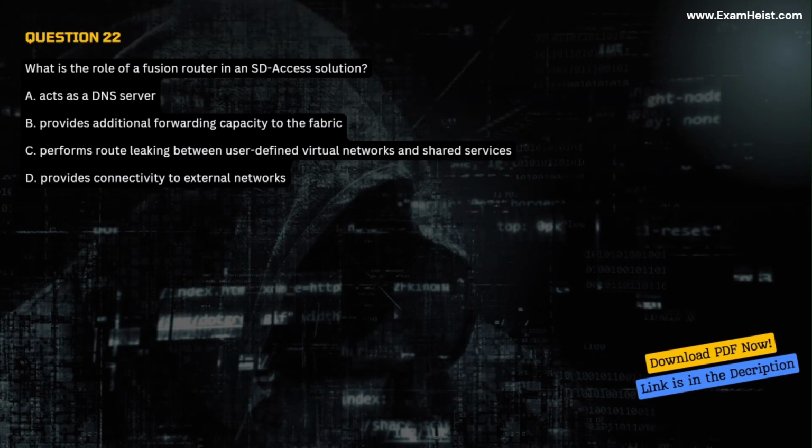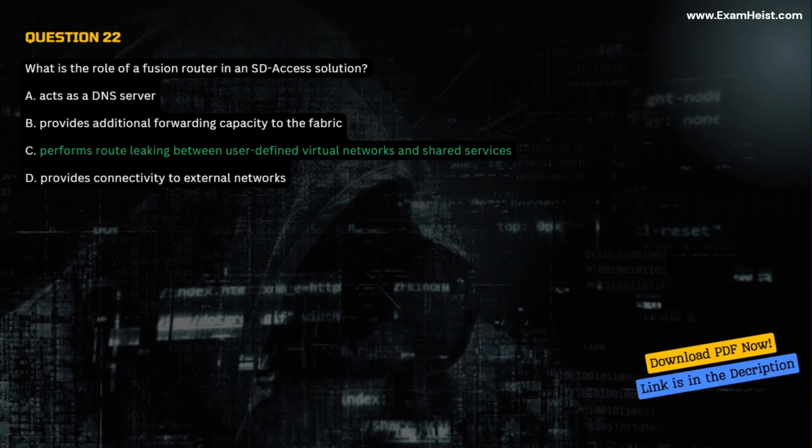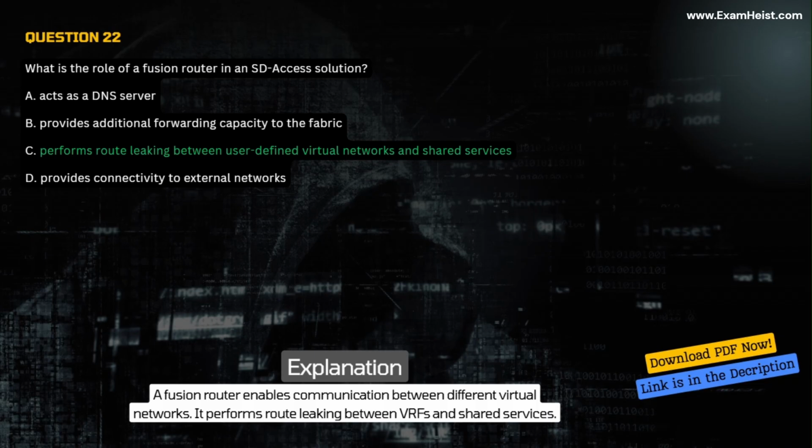Question 22. What is the role of a Fusion router in an SD-Access solution? A. Acts as a DNS server. B. Provides additional forwarding capacity to the fabric. C. Performs route leaking between user-defined virtual networks and shared services. D. Provides connectivity to external networks. Correct answer, C. Performs route leaking between user-defined virtual networks and shared services. Explanation. A Fusion router enables communication between different virtual networks. It performs route leaking between VRFs and shared services.